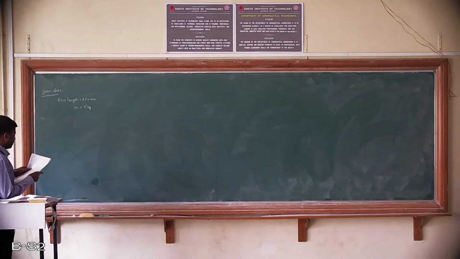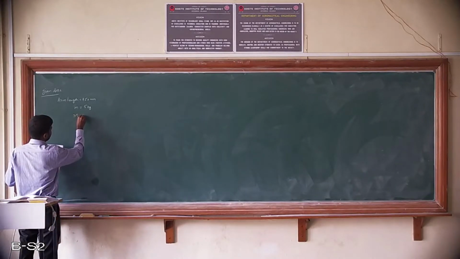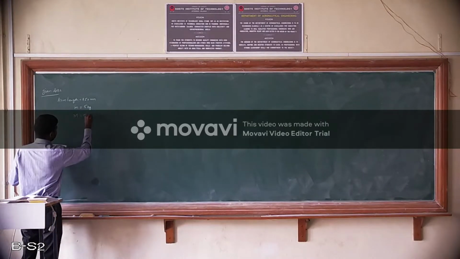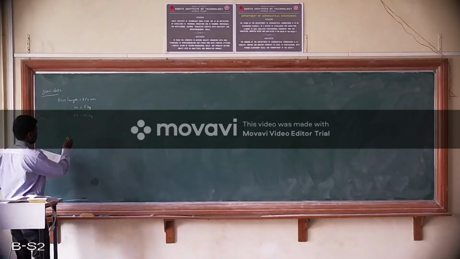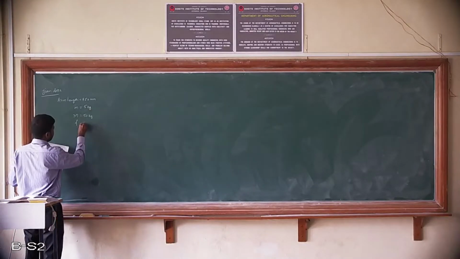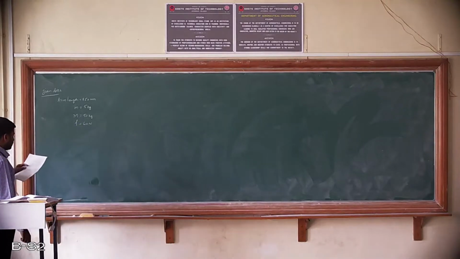The next one is sleeve mass is 50 kg. So it means capital M is given, that is 50 kg. The force of friction on the sleeve of the mechanism is 40 Newton. That is small f, which is nothing but 40 Newton. Determine the range of speed of governor.